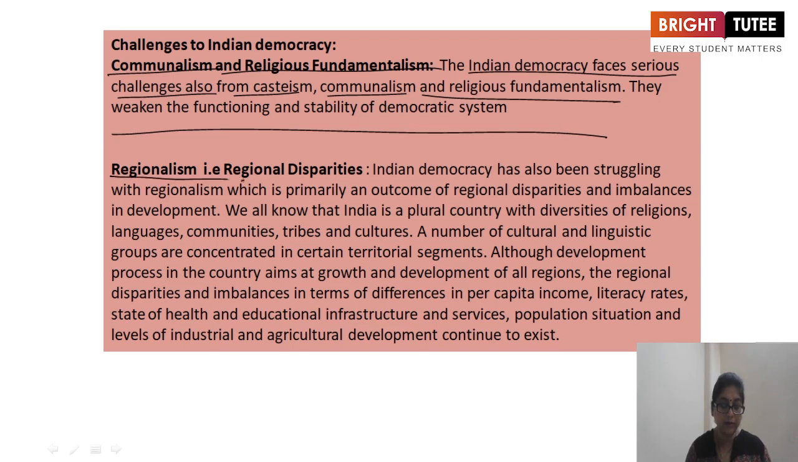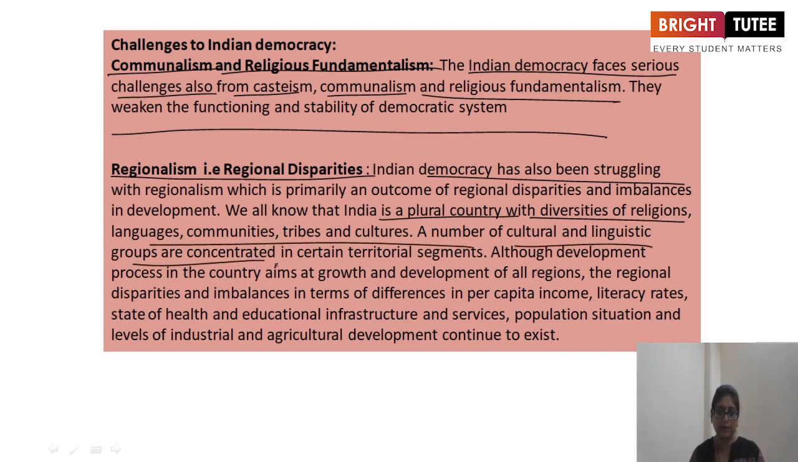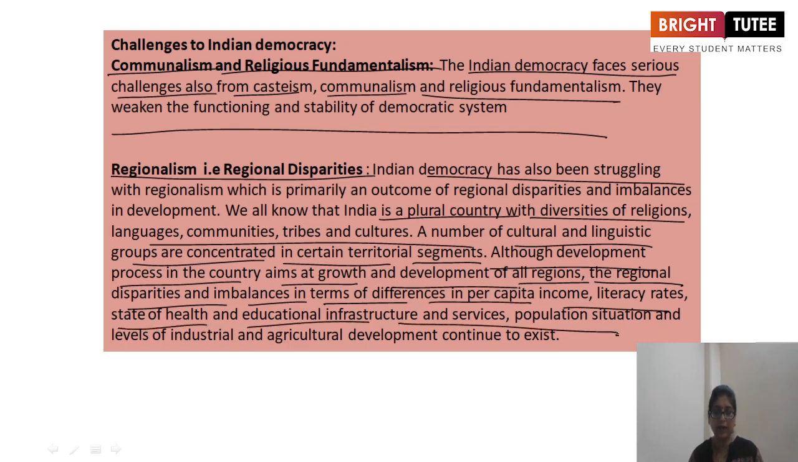Then regionalism, or we could say regional disparities. Indian democracy has also been struggling with regionalism, which is primarily an outcome of regional disparities and imbalance in development. We all know that India is a plural country. That means we have many states with diverse religions, languages, communities, tribes, and cultures. A number of cultural and linguistic groups are concentrated in certain territorial segments. Although the development process in the country aims at growth and development of all regions, regional disparities and imbalances in terms of differences in per capita income, literacy rates, health and educational infrastructure and services, population, and levels of industrial and agricultural development continue to exist.